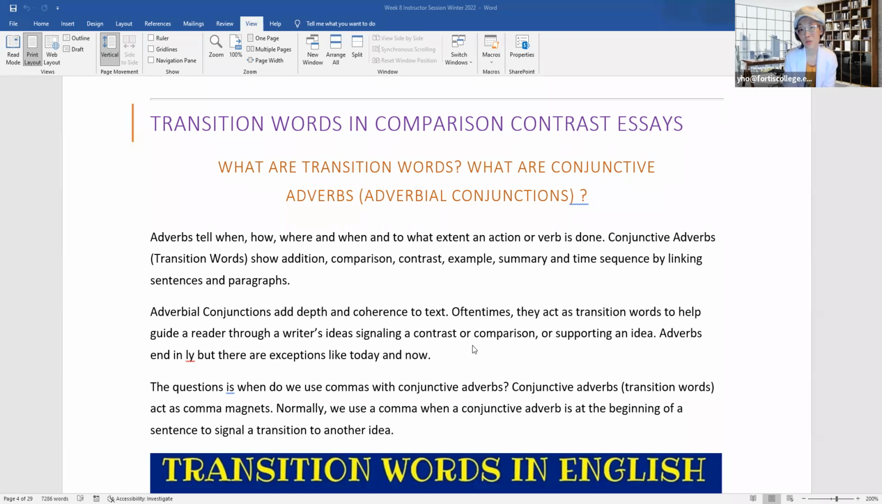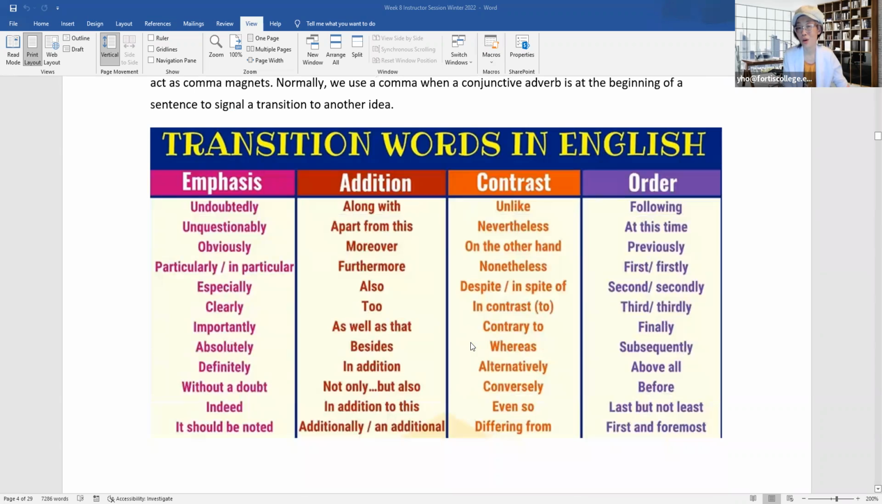So when we use transition words, we find other ways of saying so, and we find other ways of saying and, and we find other ways of saying but, to add variety to your paper. And that is the main point of this entire lecture. It's different ways of saying so and but. And here we go with the transition words. So instead of saying and, you could say moreover, furthermore, also, too, as well as, besides, in addition, not only but also, in addition to this, additionally. So these are all different ways of saying and.